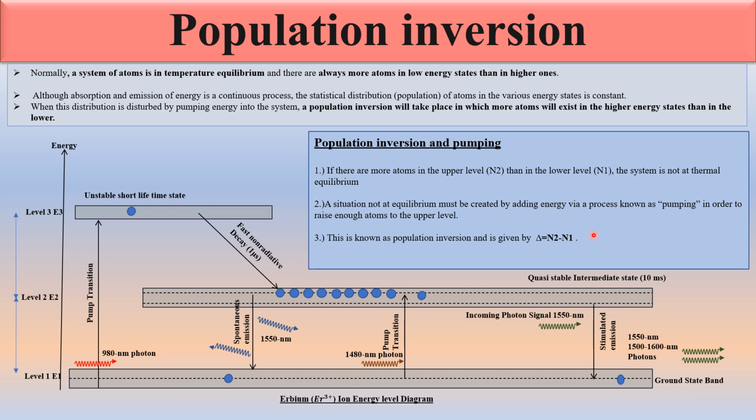N2 is greater than N1 and delta is positive, meaning the number of electrons in the quasi-stable state is greater than in the ground state. This state is known as the population inversion. Light is amplified when the population inversion is positive. Pumping may be electrical, optical, or chemical. So this is all about the population inversion.